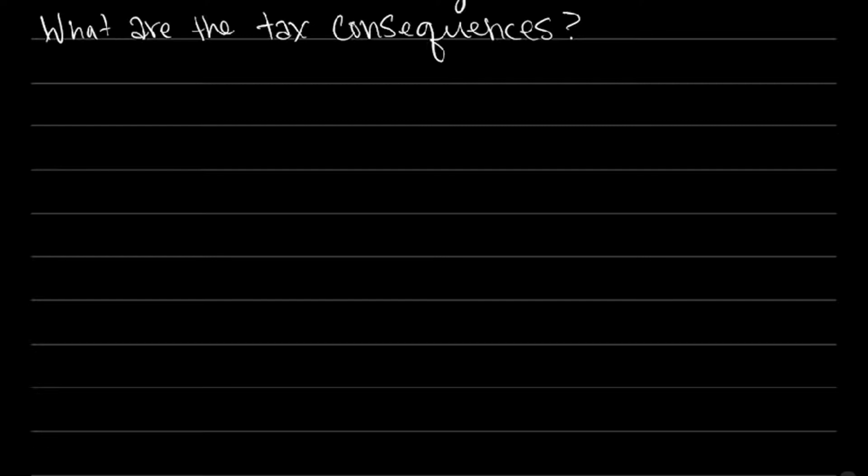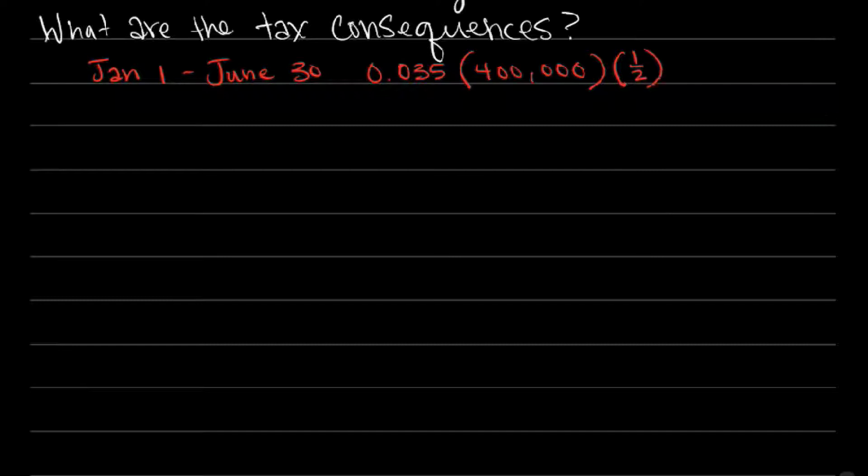So from January 1st through June 30th, we have an amount of interest that we have to calculate, where we multiply the 3.5% by the $400,000, and then we have to multiply that by 1/2, because he's only incurring interest for 1/2 of the year, and that is $7,000.